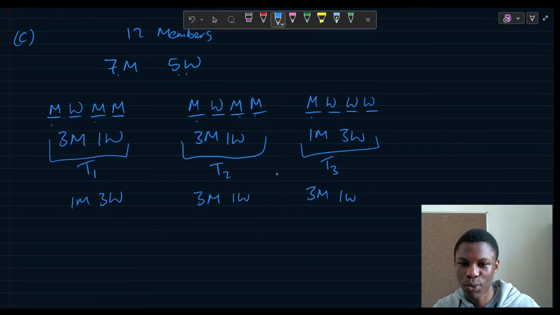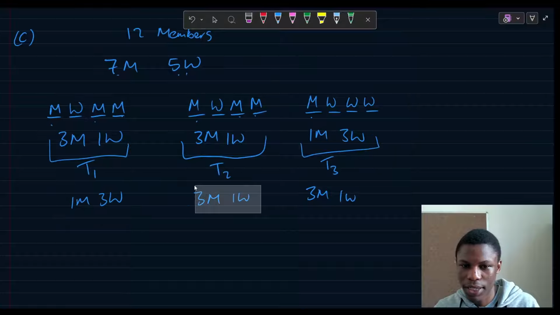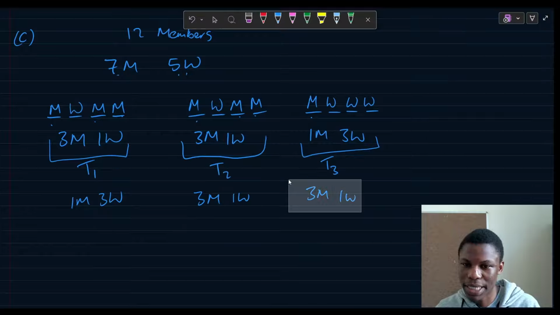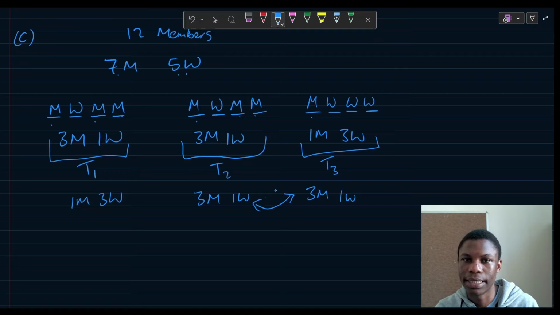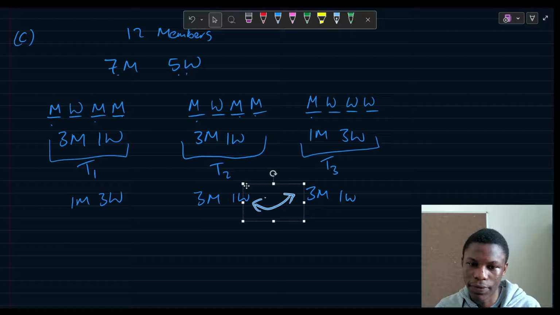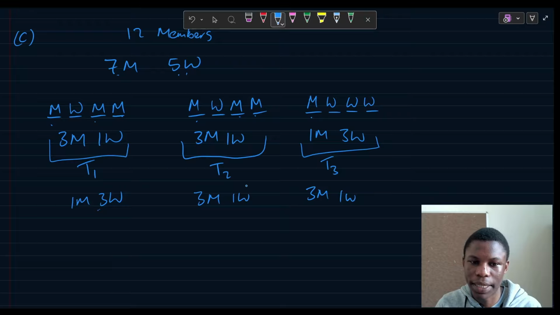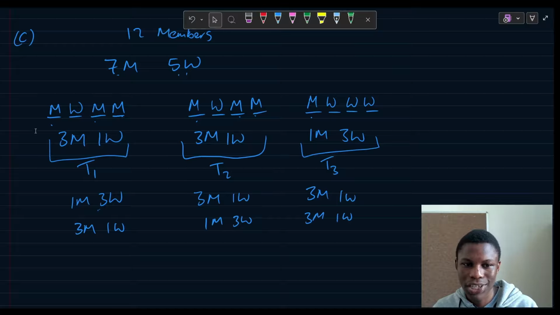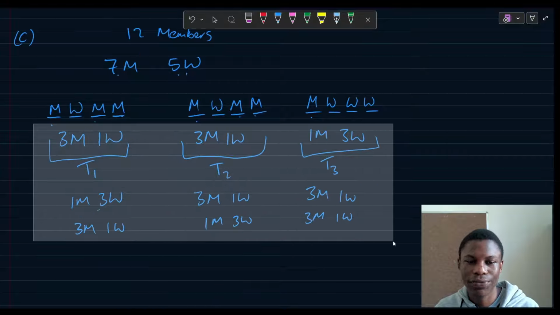So how many ways can I swap around where each of these teams is going, where each of these groups is going? So I could do the 1 man, 3 women. Notice that 3 men, 1 woman is the same as 3 men, 1 woman. So this would be the same thing, right? Even if I swap these two, it's exactly the same thing. It's not going to change anything. Alternatively, I could also just move this 1 man, 3 women to team 2, 1 man, 3 women, and then do 3 men, 1 woman, 3 men, 1 woman. That's another possibility.